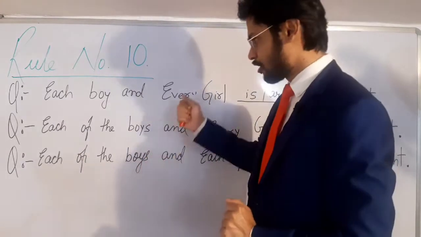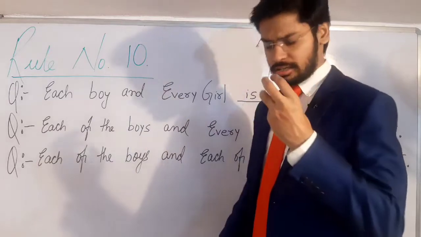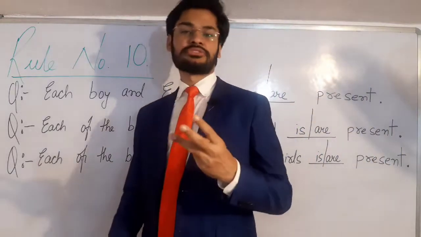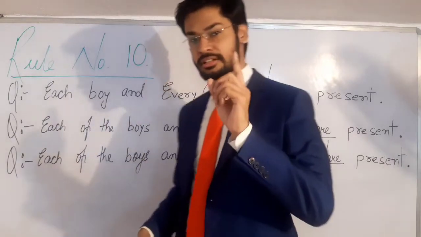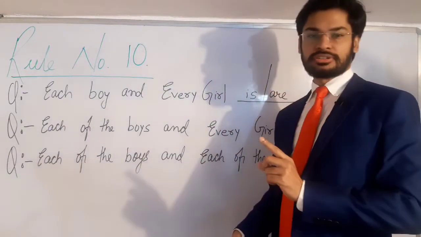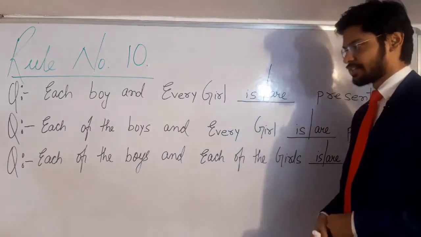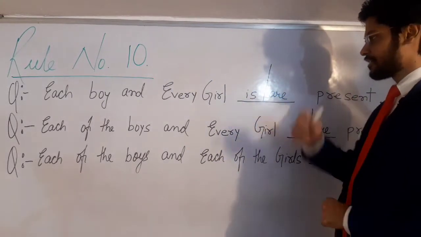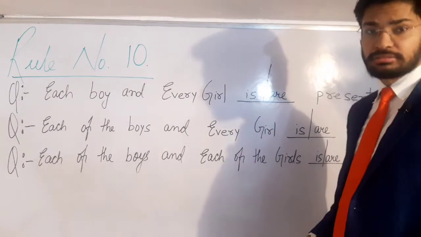Alright students, so now please go through the question. There are 3 questions. So in total only 3 different types of questions can be framed from rule number 10, students. So please note down the question carefully and read the question carefully. First question says, each boy and every girl is or are present. So as usual you have to find out the correct verb.